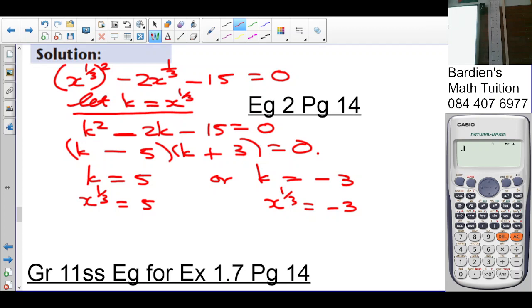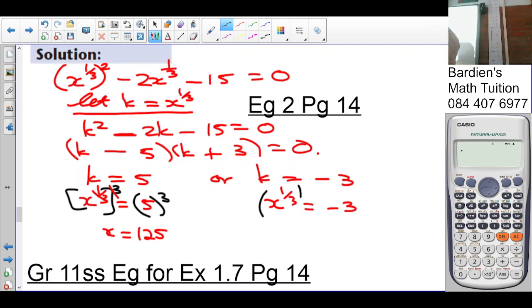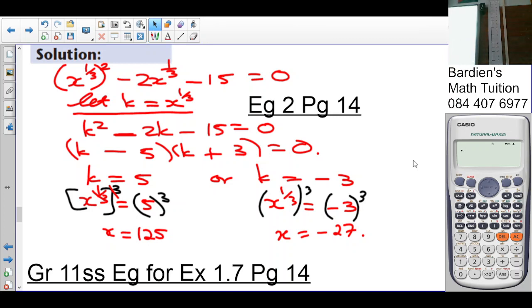Not so? Right. So we will raise x to the third to the exponent 3 and 5 to the 3. The third and 3 cancelled, so x is equal to 5 cubed is 125. Now then, we also raise this to the exponent 3. What can we say here? x is equal to negative 3. Okay. Any confusion here? No.